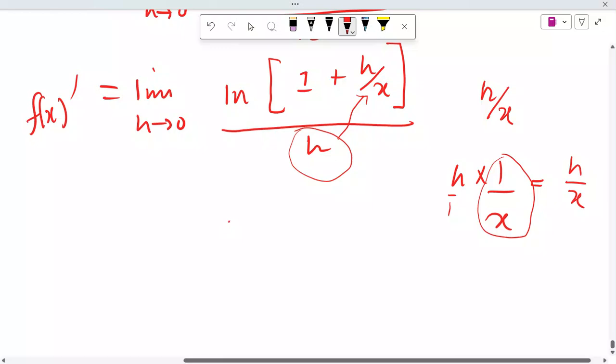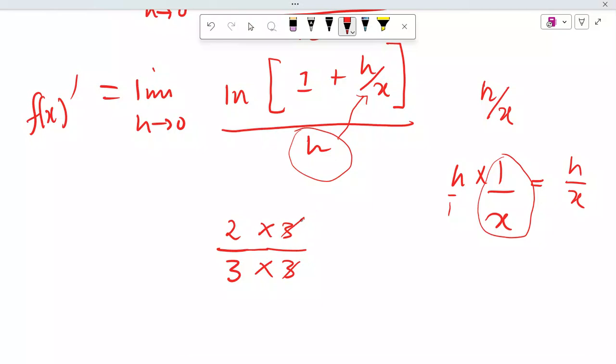So if, for example, you have 2 over 3, let's say you want to maintain the equation, you multiply by the same number. So if you multiply by 3 here, and at the denominator you also multiply by 3, this will still cancel out and we still remain with this. So that's what we are doing here. We are multiplying by the same factor, both the numerator and the denominator.